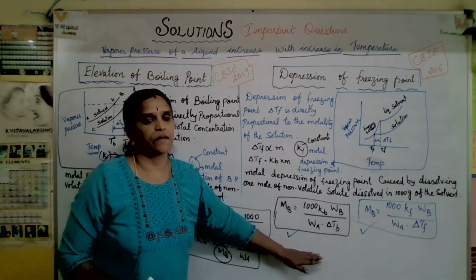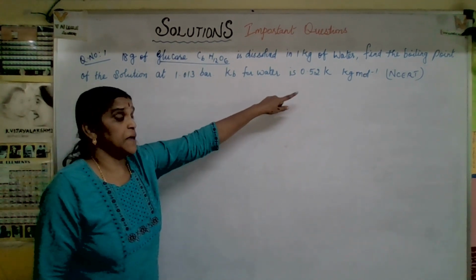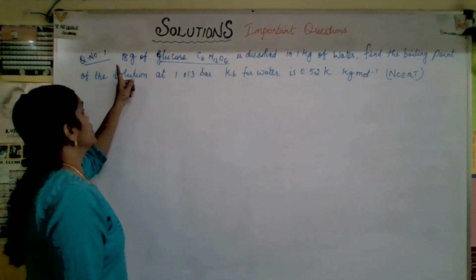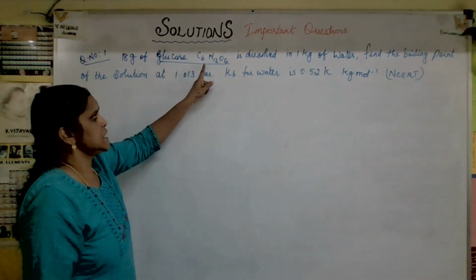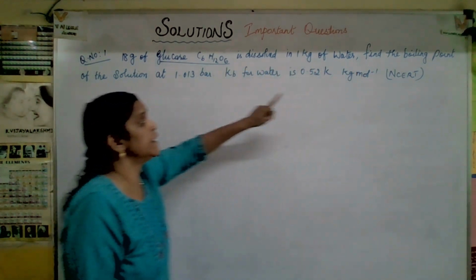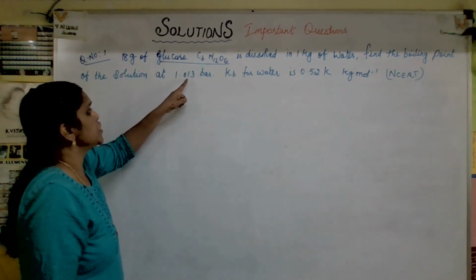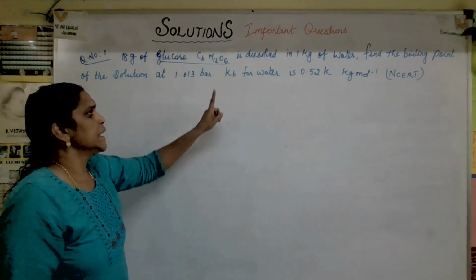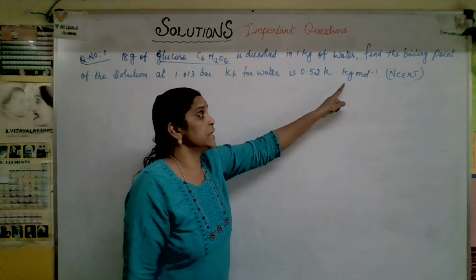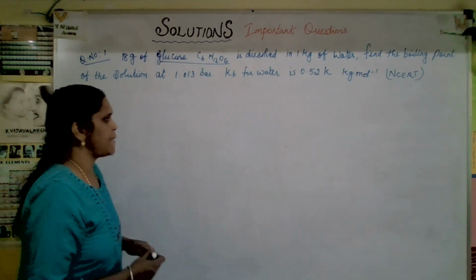Let us solve the sums. Now, let us discuss an important question from NCERT, an elevation of boiling point related sum. 18 gram of glucose, C6H12O6, is dissolved in 1 kg of water. Find the boiling point of the solution, the vapor pressure being 1.013 bar. Kb for water is 0.52 kg per mole. Now this is from NCERT, which is a very important question.